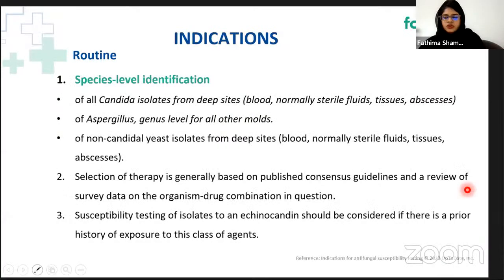Now, for the indications of antifungal susceptibility testing, in routine practice, for species level identification, to know what kind of fungal species is there. So for all Candida isolates from deep sites like blood, normal sterile fluids, tissues, abscess, for all Aspergillus genus level, for all the molds, for non-Candida yeast isolates from deep sites. Then if selection of therapy is based on guideline and you're having a confusion whether the organism-drug combination will work, you can go for an antifungal susceptibility testing. And it's also recommended for patients who have previous history of exposure to echinocandins.